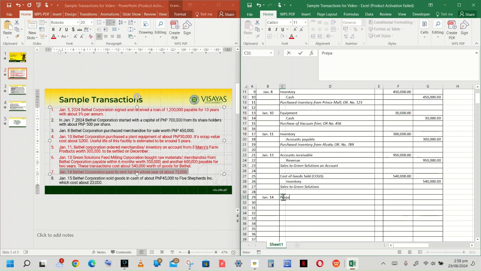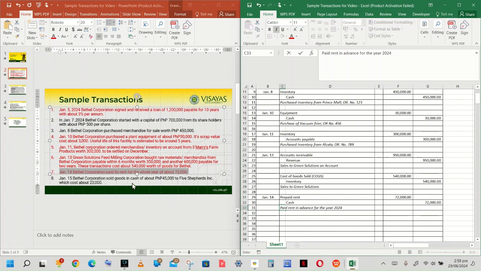Okay? So, we will be indicating it here, prepaid rent as prepaid rent, and then we will write credit to our cash. How much? Of 72,000 pesos. 72,000 pesos. So, for our note, paid rent in advance for the year 2024.